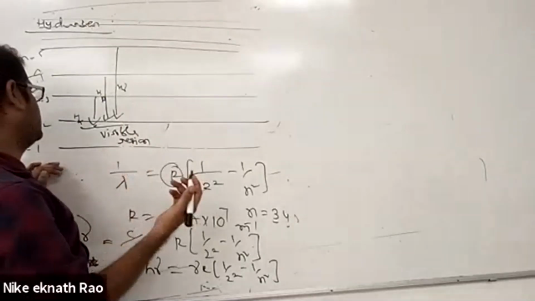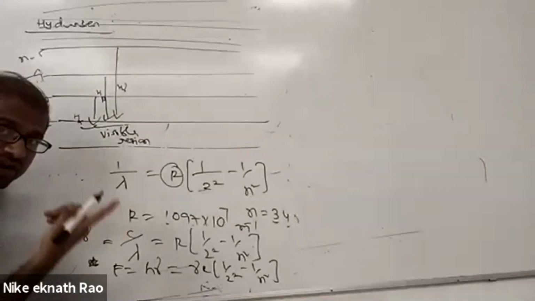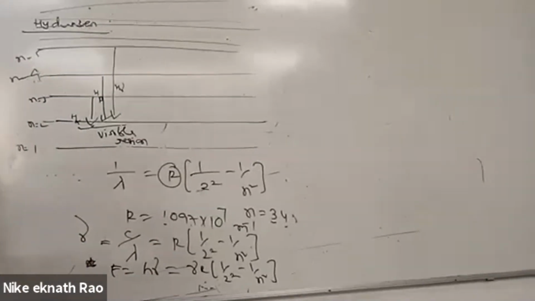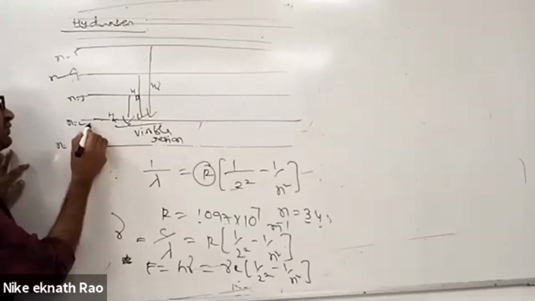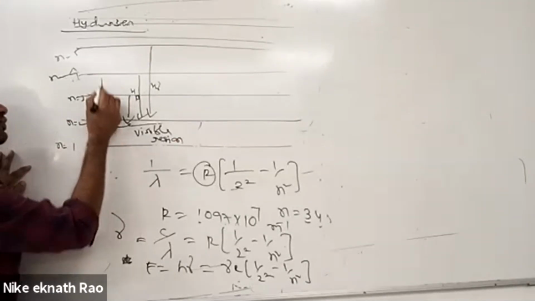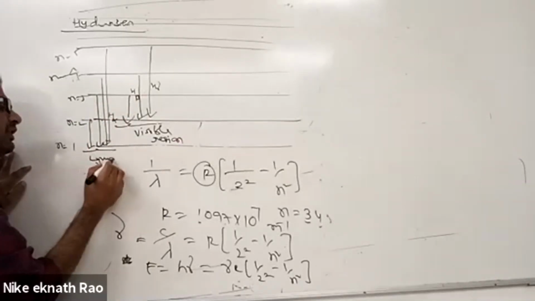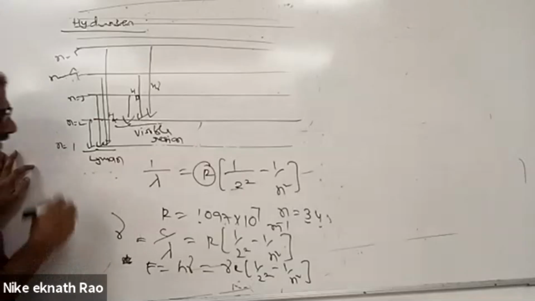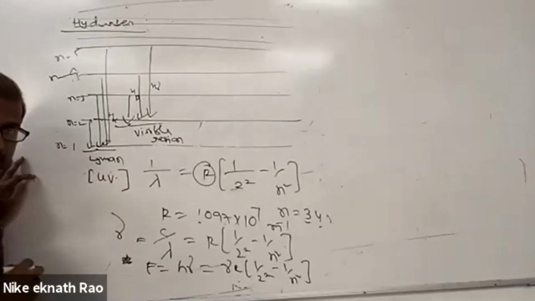Now the next series: in the emission spectra of hydrogen, when de-excitation of the electron happens from higher levels to n is equal to 1, the ground level, that is n is equal to 2 to 1, 3 to 1, 4 to 1 and so on. This is called the Lyman series. Lyman series lies in the ultraviolet region.